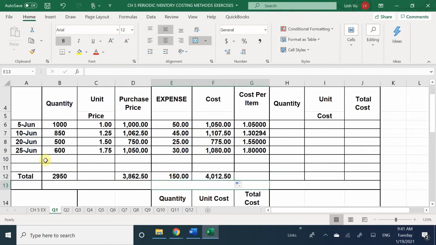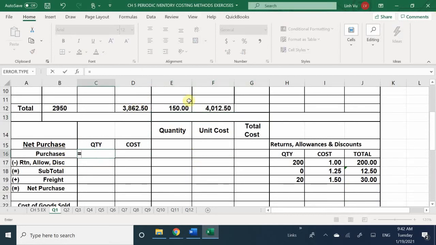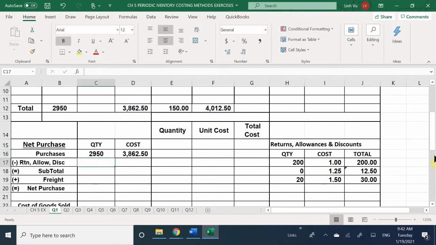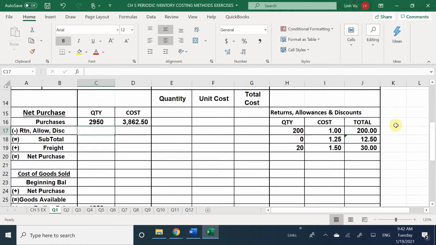4,012.50. Okay, now that we completed that section, we can go ahead and go down here. So I have a total purchase quantity of 2,950, and I know that it cost me a grand total of 3,862.50. Now, this is where this is going to come into play. What was my total returns and allowances and discounts? Well, let's take a look at our column here.